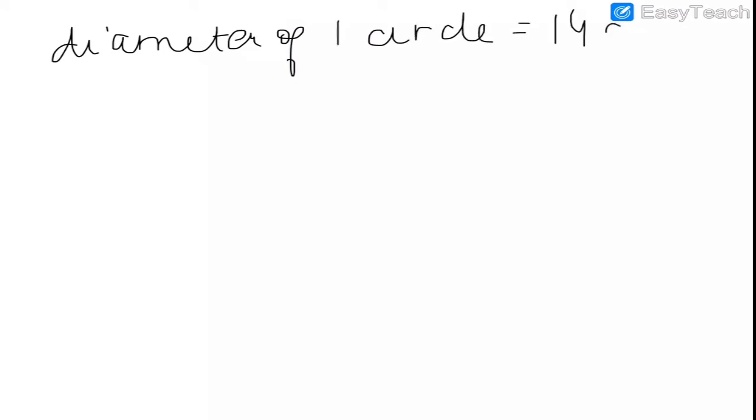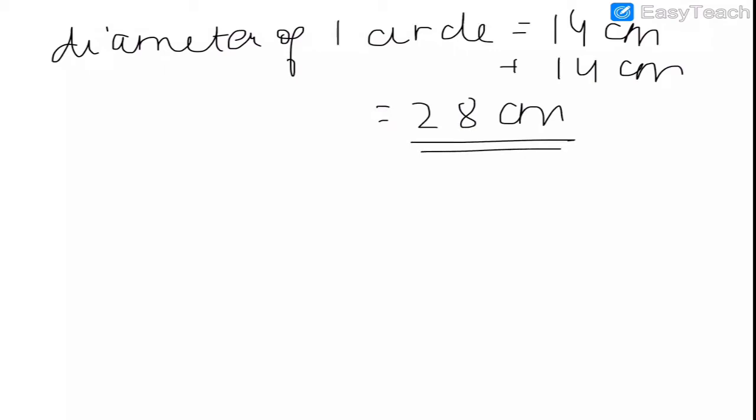Now if we see that the diameter of one circle is 14 centimeter, and if we look at the length of AB, then it is comprised of 2 full circles, which makes the side AB as 14 plus 14 centimeter, and that is 28 centimeter is the side of a square. Now we get the side of square and we need to calculate the area.